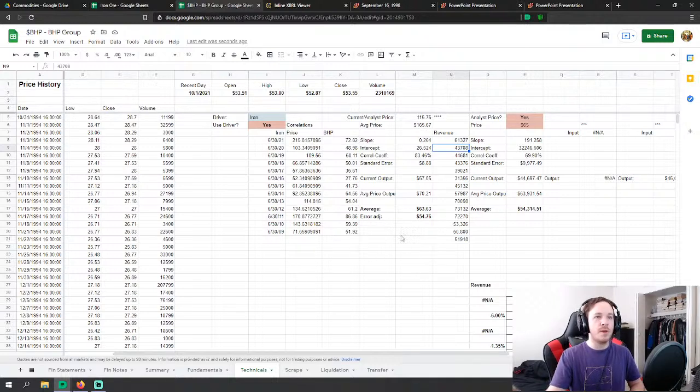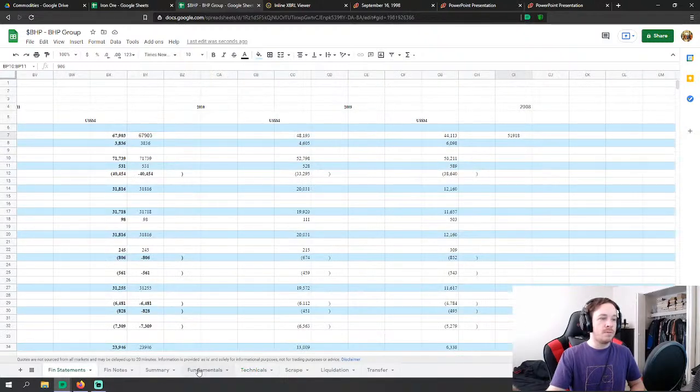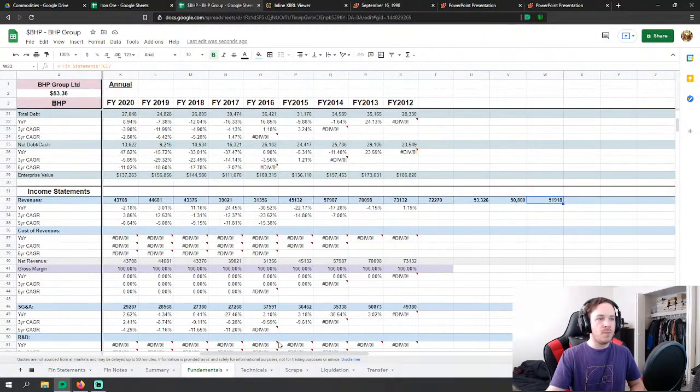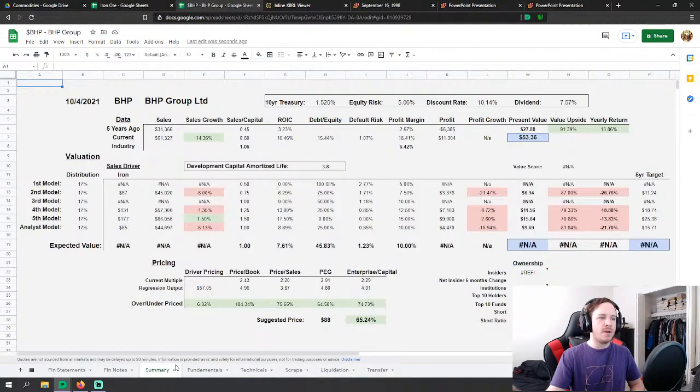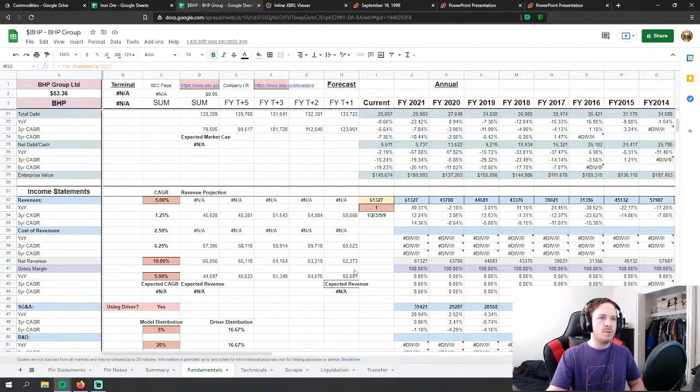Based off the price correlation, we would expect the price of BHP to be 57.05 based off the current price of iron ore. So that's a little bit bullish right off the bat. Right here, 7% upside from that point. So we can get into the rest of the stuff. Why is this spitting it out weird like this? Hold on. Technicals.